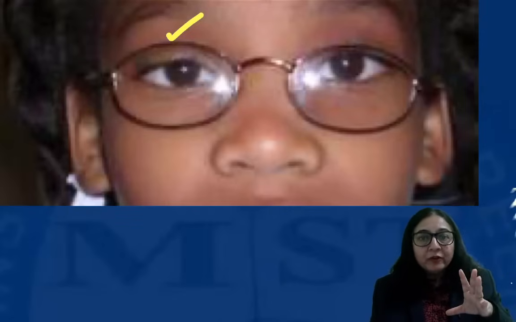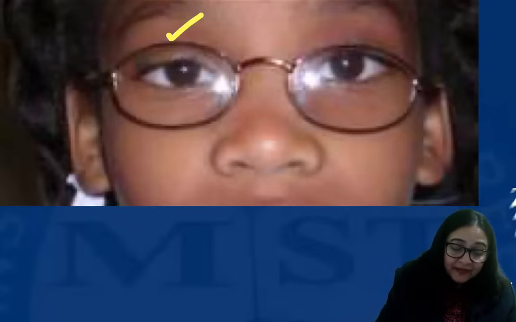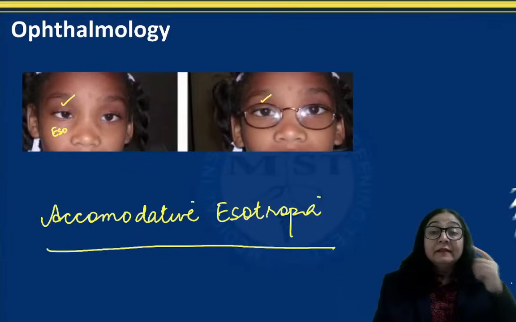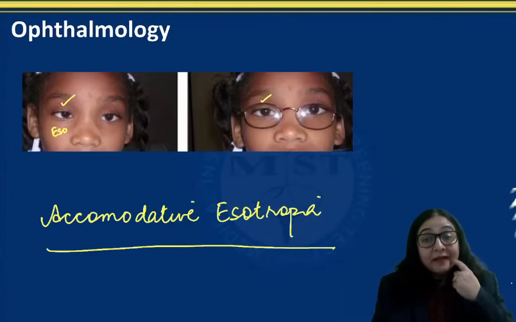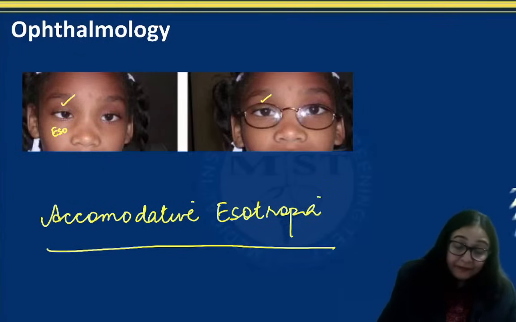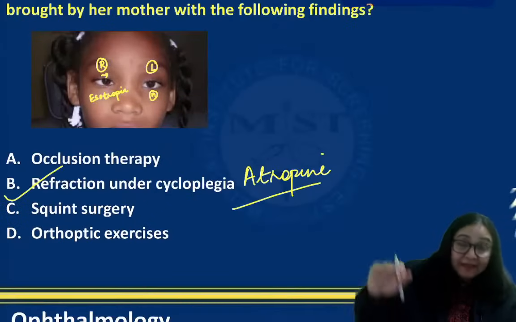It has become ortho. So that will be the first step. Yes, most of the time these people have hypermetropic refractive error, and they can be corrected by giving the hypermetropic glasses.